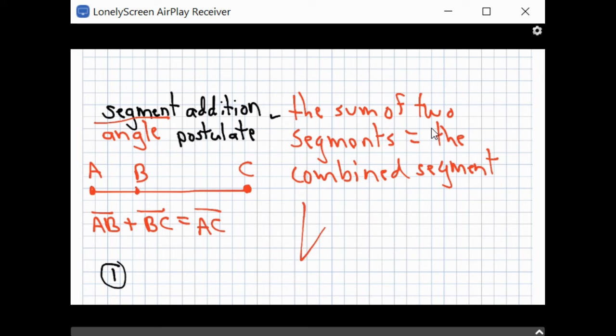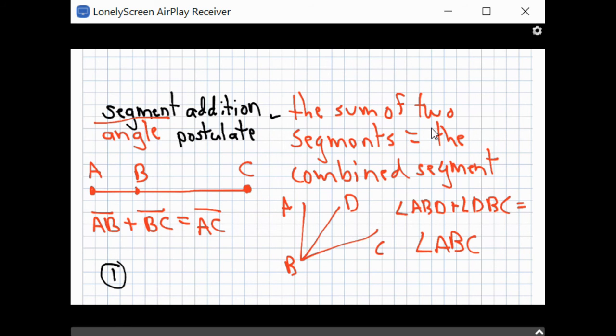And of course, that's the same for an angle. If you have angle ABC, that is the combination of ABD and DBC. Okay, I'll go ahead and write it out. Angle ABD plus angle DBC equals the combined angle of ABC. So that's what we mean by either the segment or the angle addition postulate.